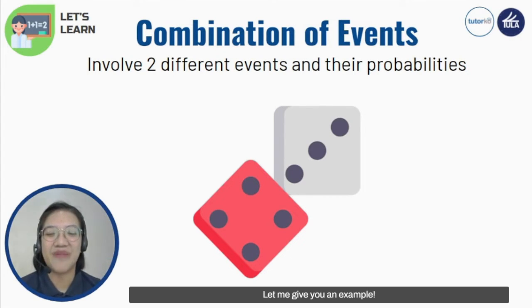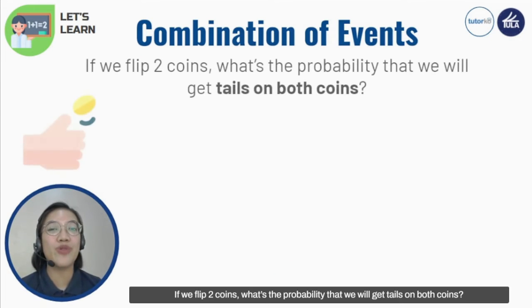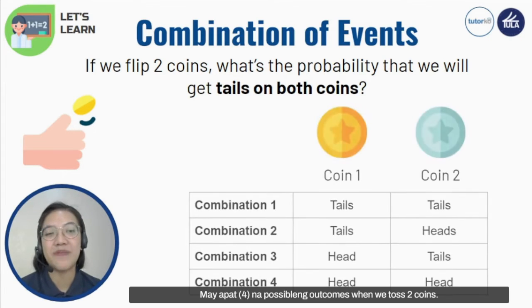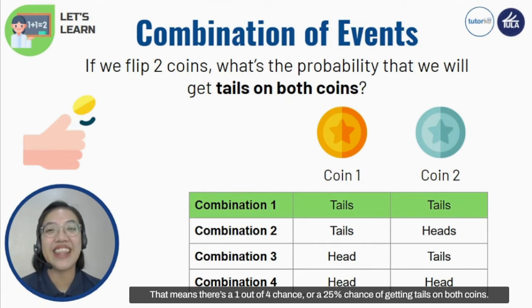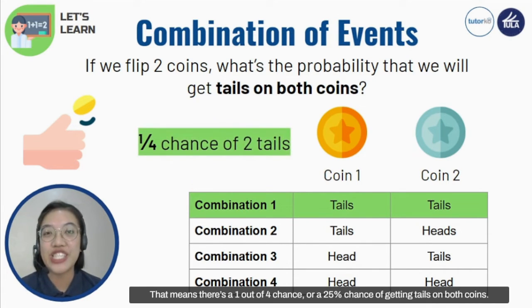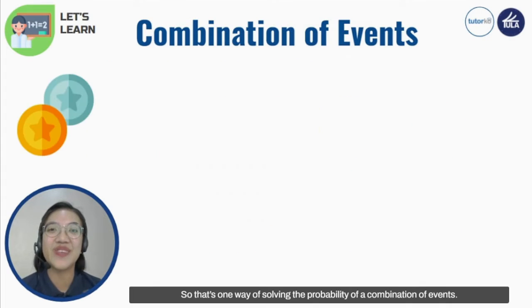Let me give you an example. If we flip 2 coins, what's the probability that we will get tails on both coins? May 4 na posibleng outcomes when we toss 2 coins. Isa lang sa 4 na outcomes na iyon ang magiging 2 tails. That means there's a 1 out of 4 chance or a 25% chance of getting tails on both coins. So that's one way of solving the probability of a combination of events.